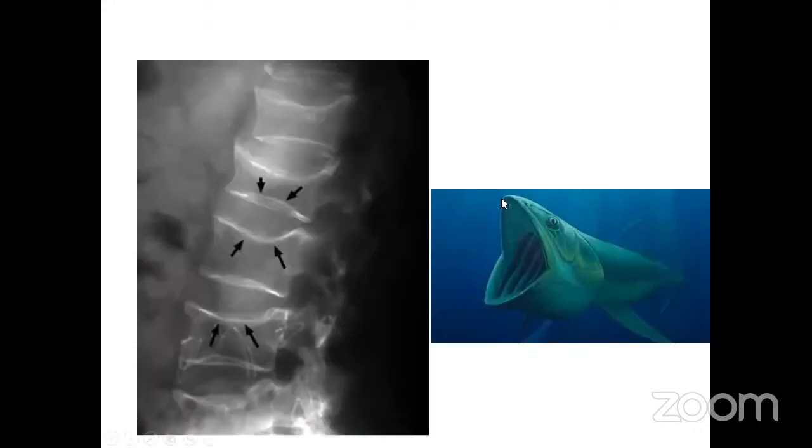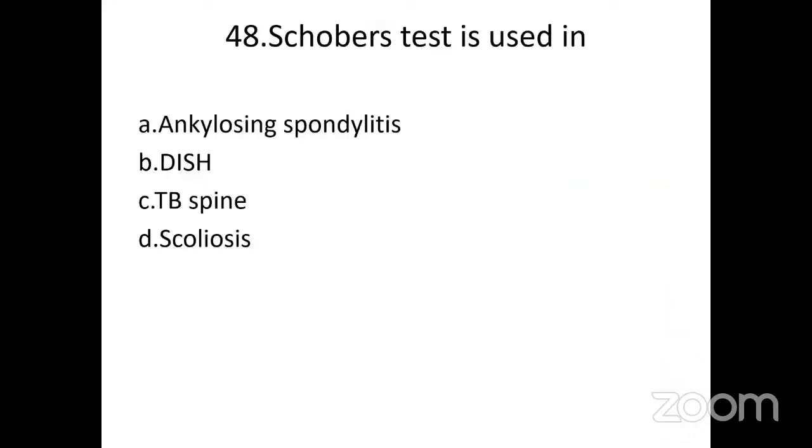So the ends of the vertebra look like the fish mouth. That means you see something like a biconvex or ballooning of the intervertebral disc and biconcave vertebra. So this is the fish mouth. It is classically described in osteomalacia, osteoporosis, like that.